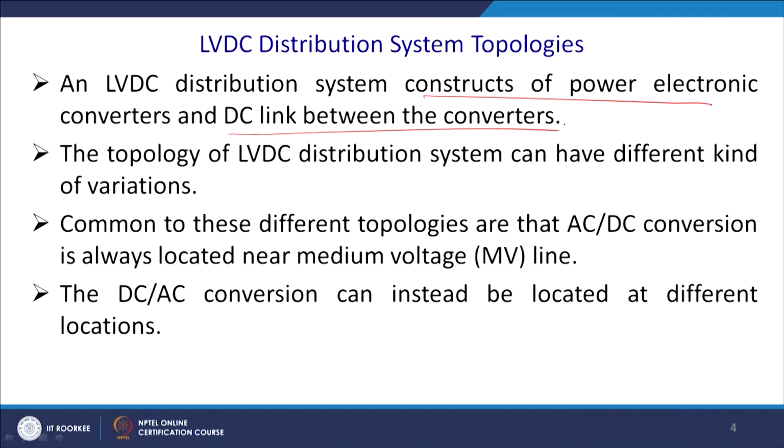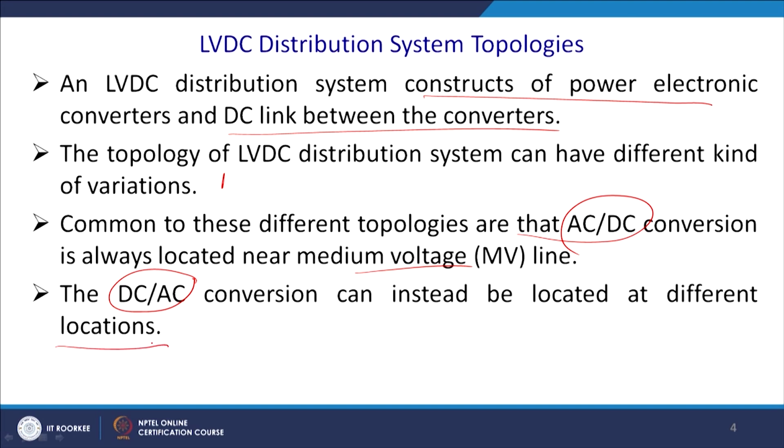The topology of the LVDC distribution system can have different kinds of variations. We shall discuss in detail what the different variations of this LVDC distribution system are. Common to these different topologies is that AC to DC conversion is always located near the medium voltage or MV line, and the DC-AC conversion can be located at different locations.